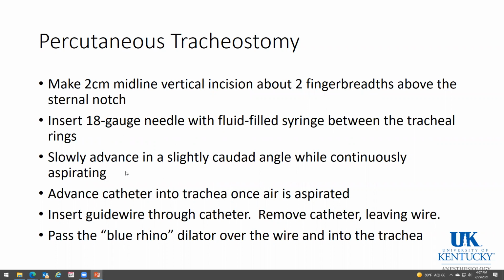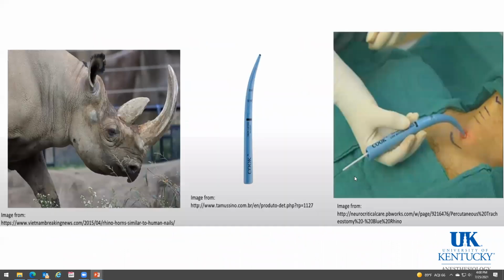If you've done any tracheostomies in the ICU or in the OR, a lot of times this is done with bronchoscopy at the same time if the patient is already intubated. So someone's looking with a bronchoscope to try to find the needle as it comes through. Once you get air back, you advance the catheter into the trachea, insert a guide wire, remove the catheter, leaving the wire, and then you pass the blue rhino dilator over the wire and into the trachea.